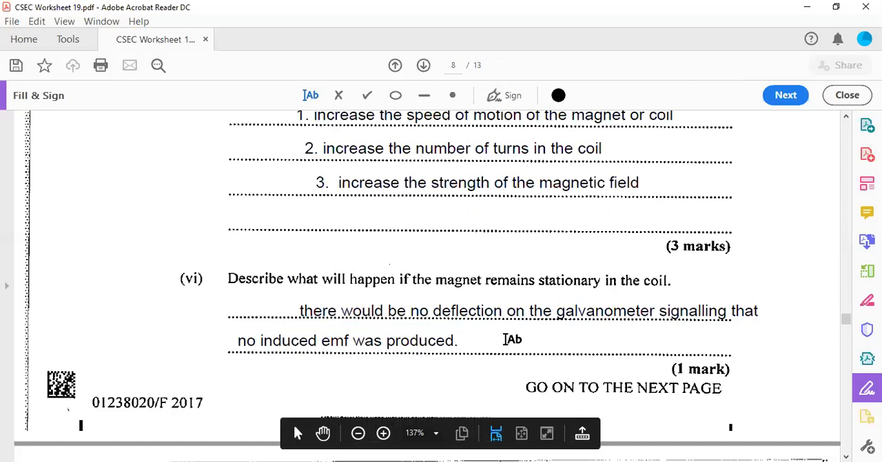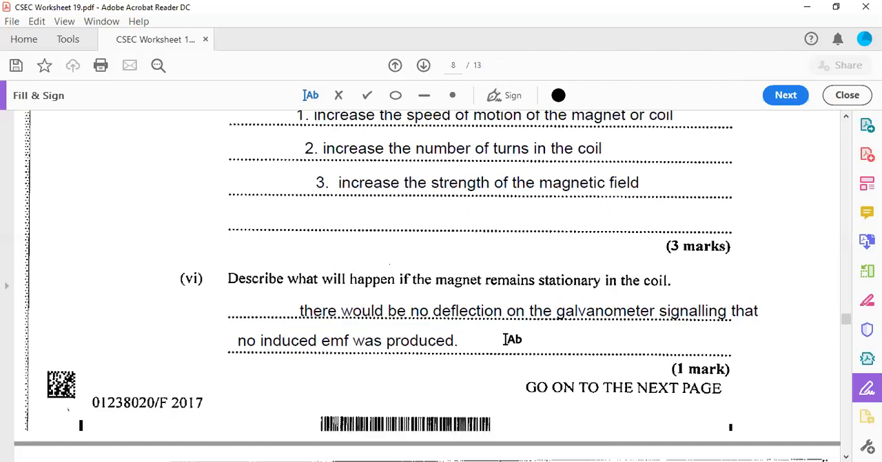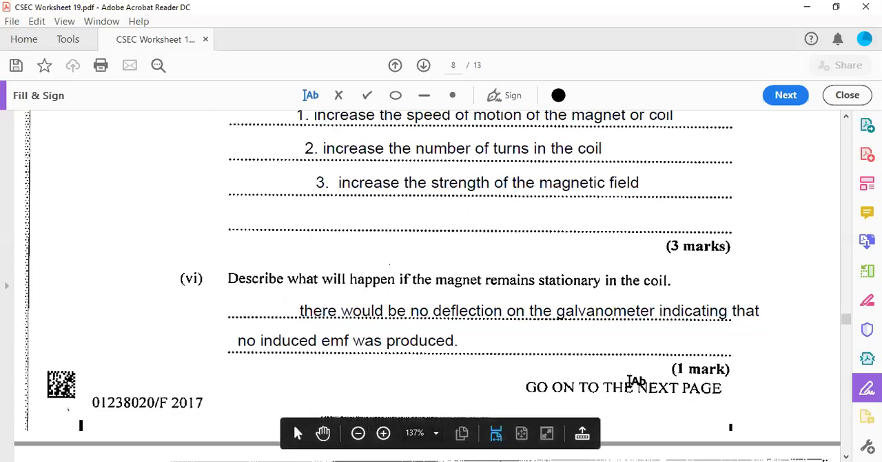Good. So you have to remember that it has to be moving in order for you to produce a voltage. If the conductor or the magnet is not moving, you're not going to get any voltage at all. Good. So it must be moving. Instead of signaling, it should be indicating that no EMF was produced. Good. You all okay with that so far, CXC students?